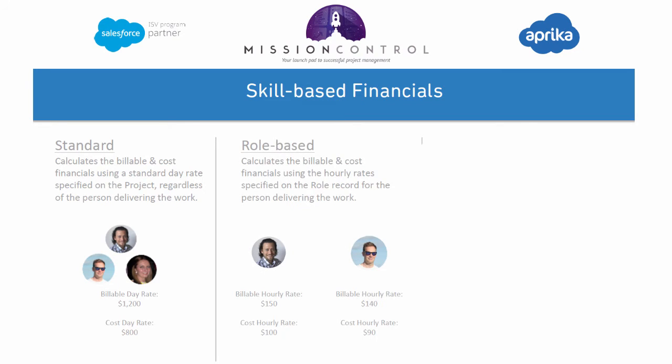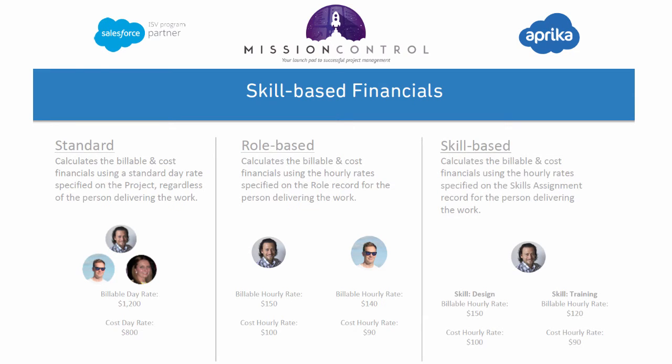The role-based option allows us to calculate the billable and cost financials using the hourly rates specified on the role record for the individual person delivering the work. You can see in this example, if Colin is working on the project, we'll be billing him at $150 an hour and paying him $100 an hour, whereas for Chris, we'll be billing him at $140 an hour and paying him $90.